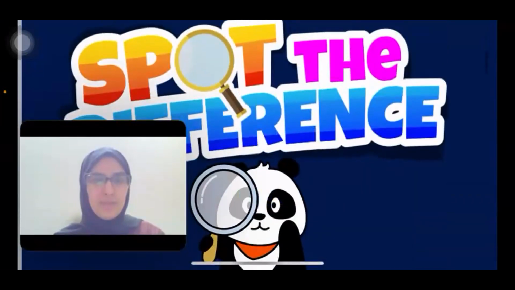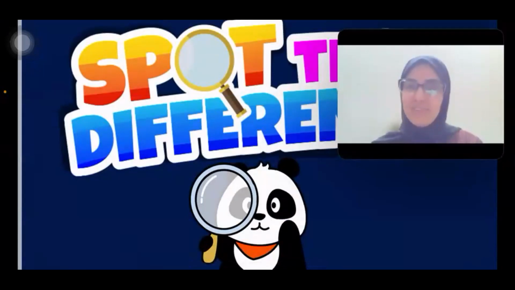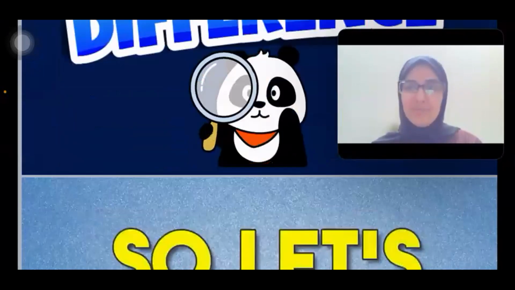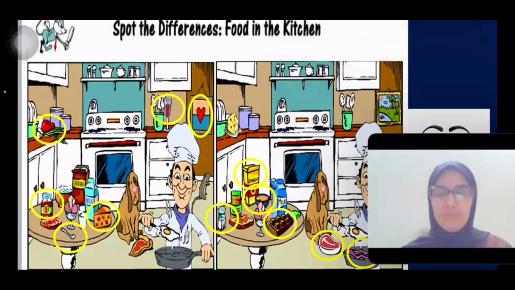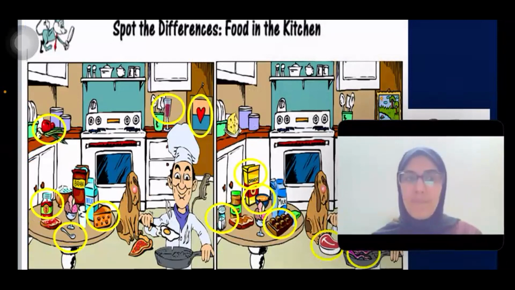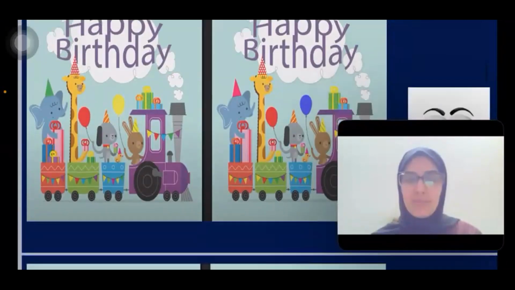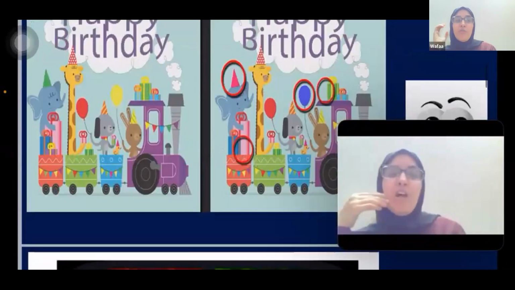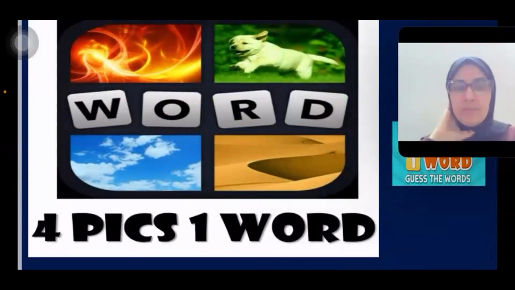Number one was this. Spot the difference between two pictures. For example, these are two different pictures. You can spot the difference between them, or you can use a simple picture. Yeah, there are a lot of pictures on the internet, actually. Right. I like this one.